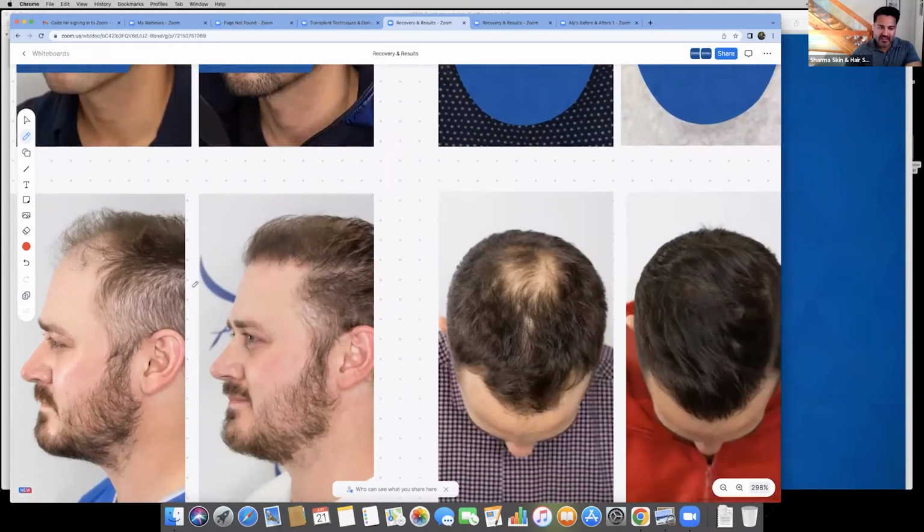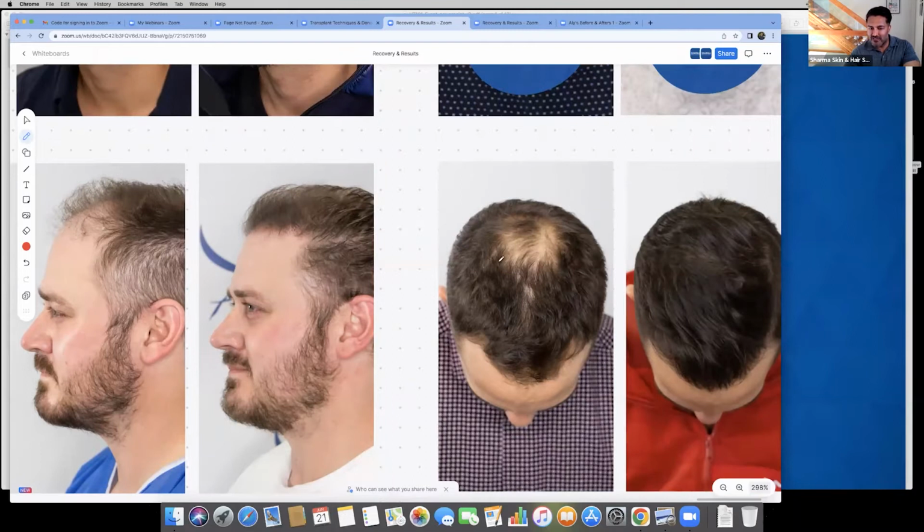This chap here, more aggressive picture here, Norwood 2/3. We've done 1 transplant here, very, very good. And as part of the surgical plan, we made it very clear that he would probably need more surgery in the future to give him the optimal results. So we're going to wait for another couple of months and then make a decision there.